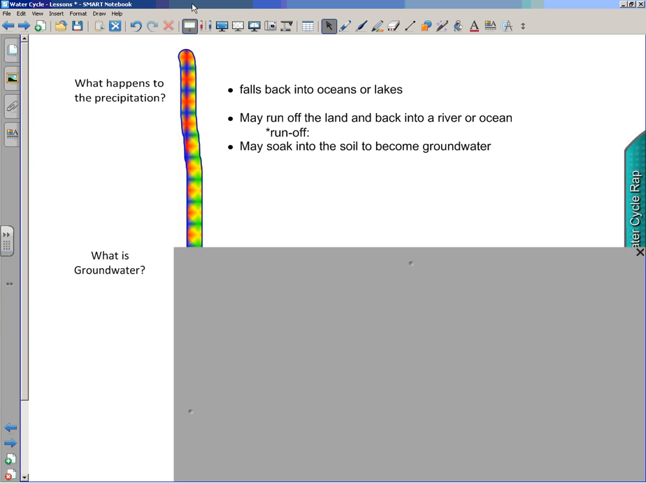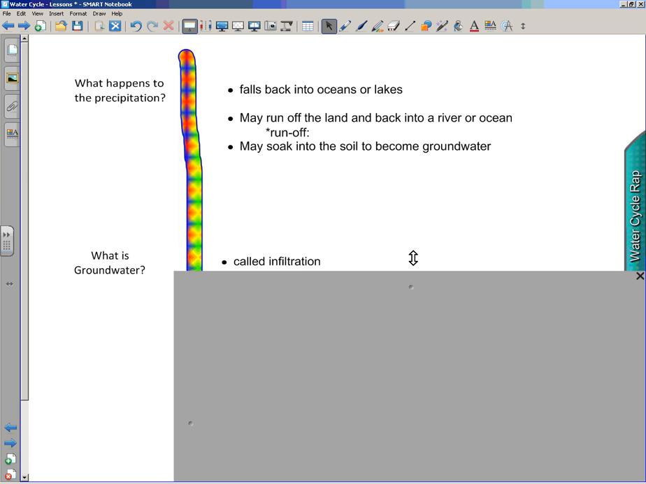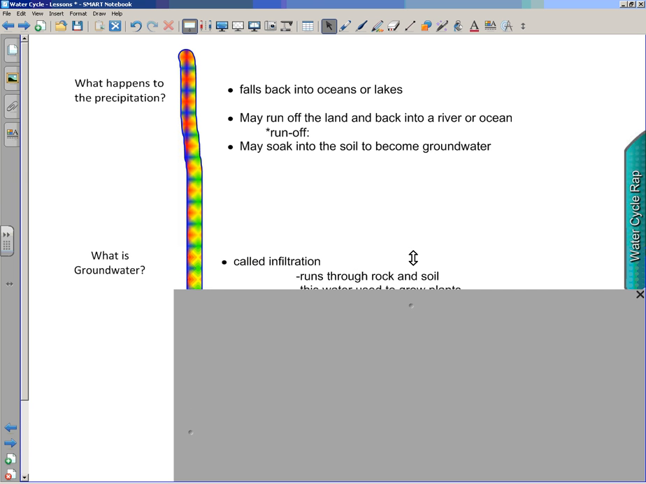Okay, so when we finished class, we were talking about what is groundwater. So we just need to finish that part up and then move on to the carbon and oxygen and nitrogen cycles. So what is groundwater? Well, it infiltrates into the soil. So it's called infiltration. It runs through the rock and the soil, and this water is used to grow plants.